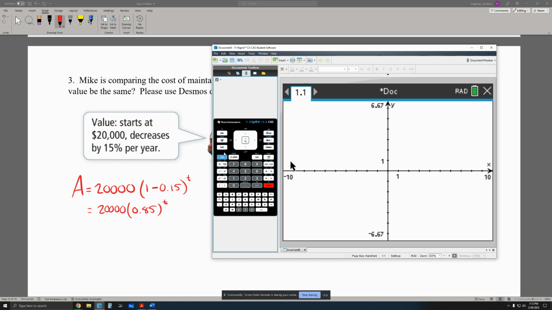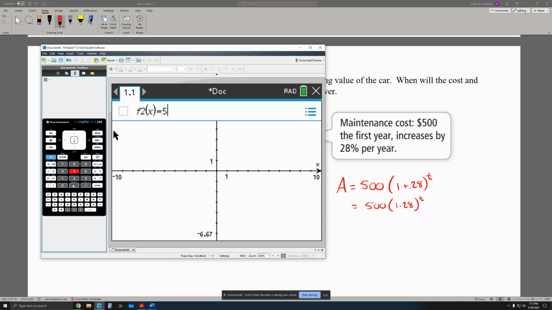Remember, we're talking 20,000. I'm going to hit tab, and now I'm going to put in for f2 the other function. So 500 times 1.28 to the power x. And we're going to hit enter there.